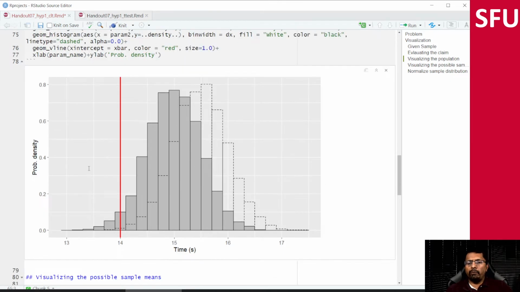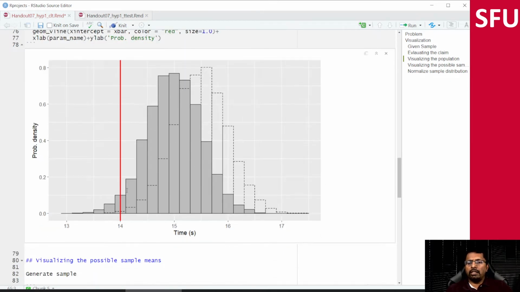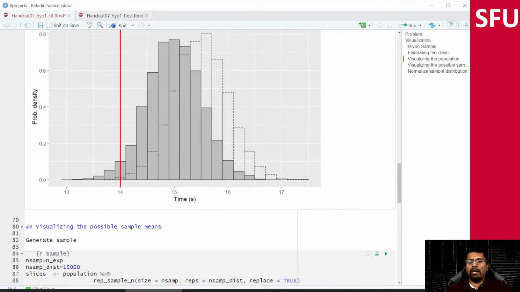So this doesn't really tell the story, because what we've done is we're basically just looking at the sample mean. This isn't a fair comparison, so we have to start sampling from this normal distribution and then calculate the sampling distribution.